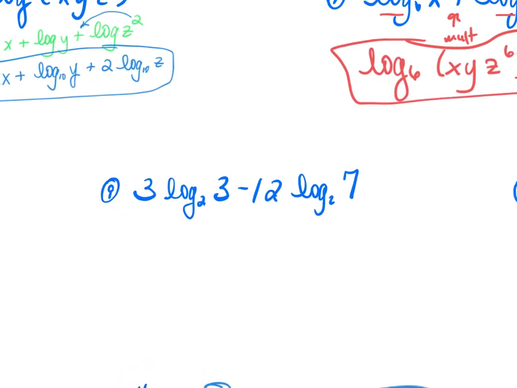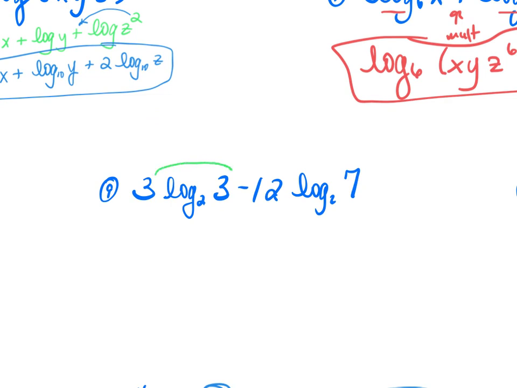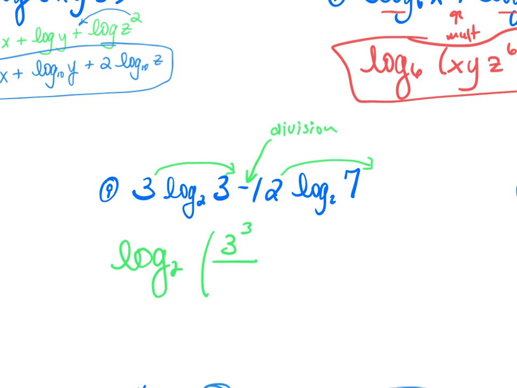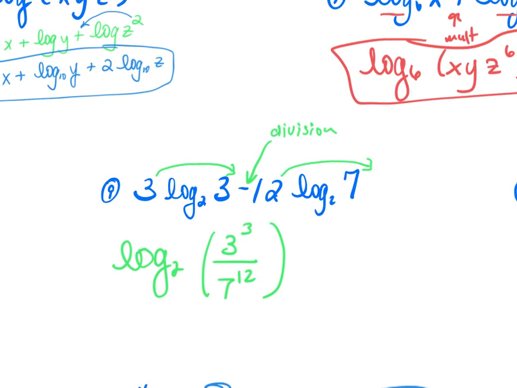And we come here. Again, I see this is going to become an exponent. This should become an exponent. When I see this subtraction sign, I think division. So I'm going to say 1 big log base 2. And this is going to become 3 to the 3rd over 7 to the 12th. If you would like to simplify that to 27 over whatever 7 to the 12th is, you're more than welcome to. If you want to do just 3 to the 3rd because it's 27 and leave 7 to the 12th, again, that's fine.